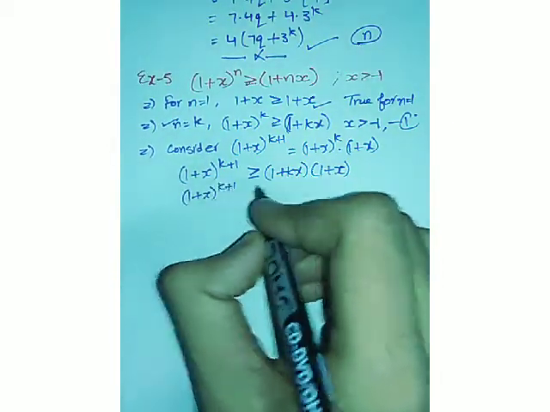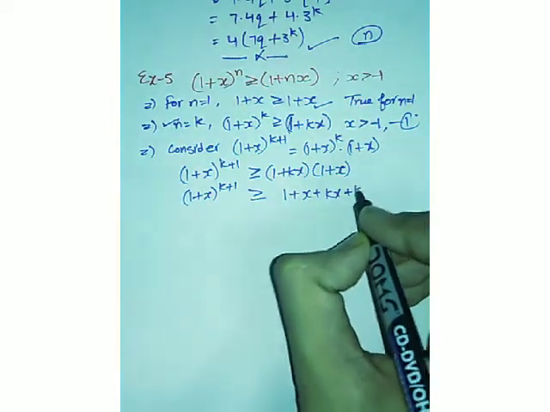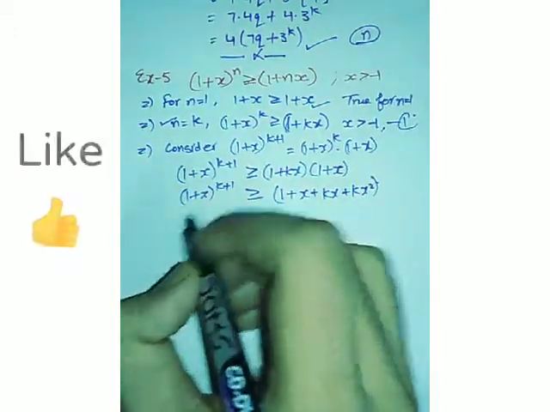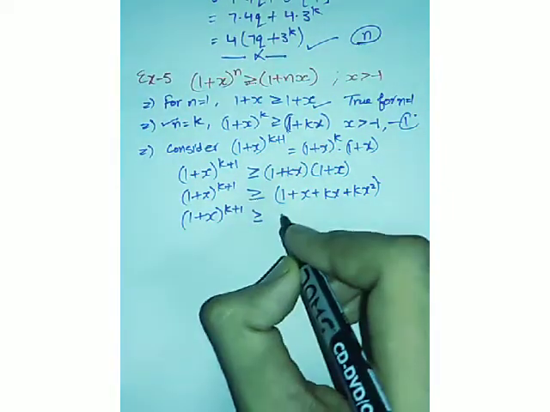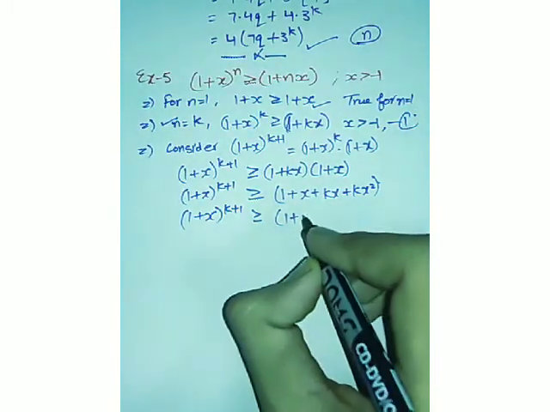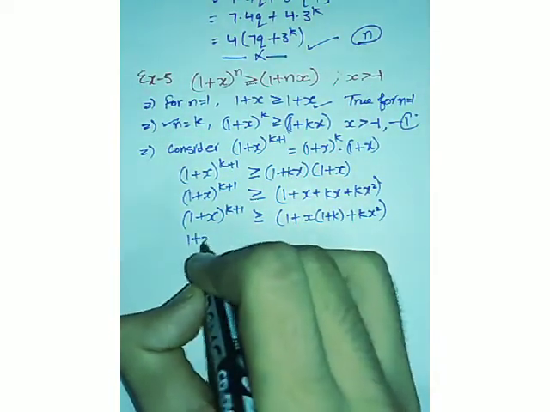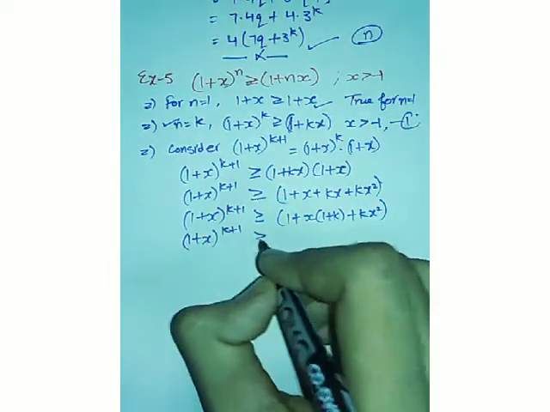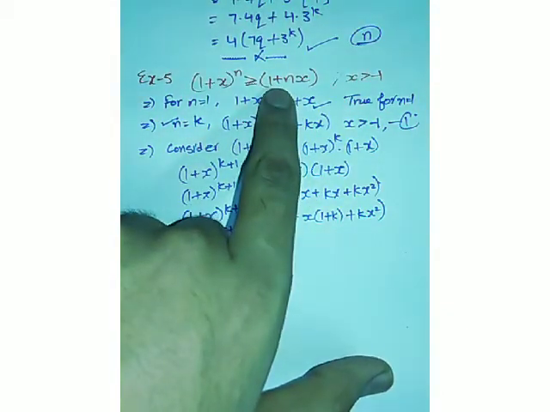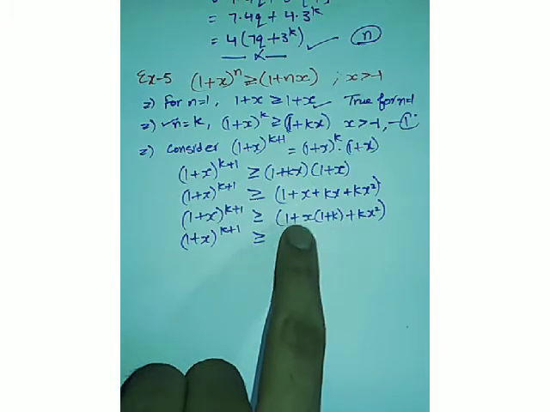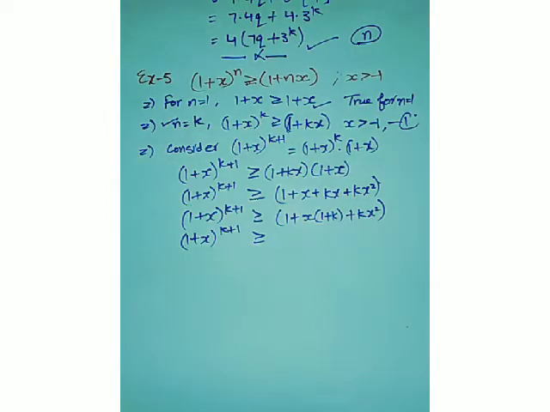1 plus x raised to power k plus 1 greater than or equal to, now multiply: 1 plus x plus kx plus kx square. Now it's 1 plus x raised to power k plus 1 greater than or equal to 1 plus, you can take x as a common factor, 1 plus k, plus kx square. So which will give us 1 plus x raised to power k plus 1 greater than or equal to. Now you can see that we had to fetch 1 plus k plus 1 multiply x. So we have got 1 plus k plus 1 multiply x, but kx square is an extra term which is here. Now we will use the given condition.